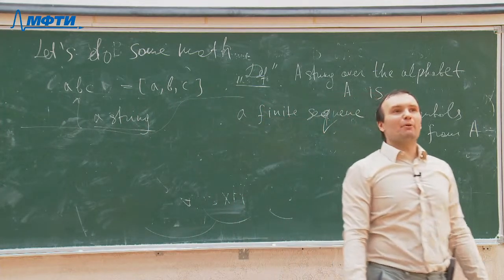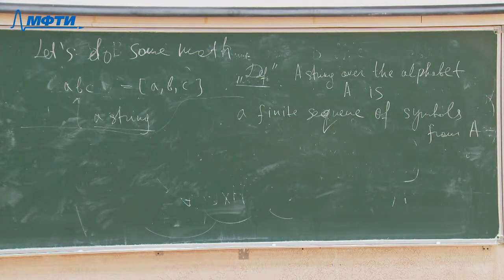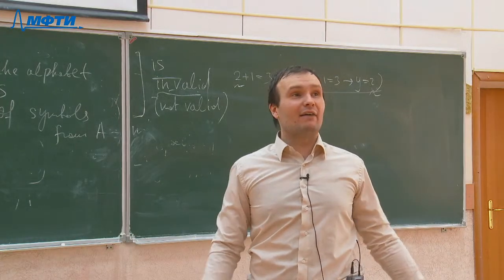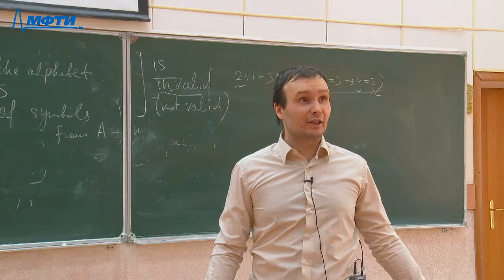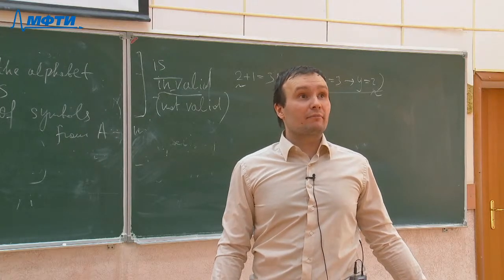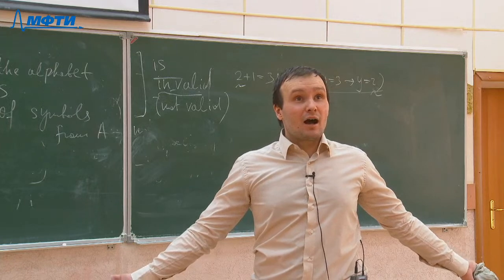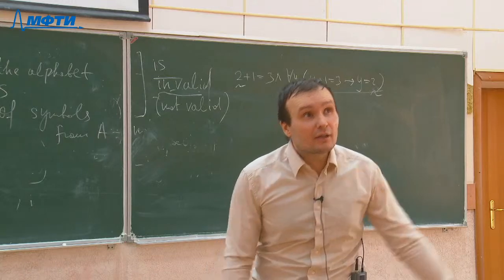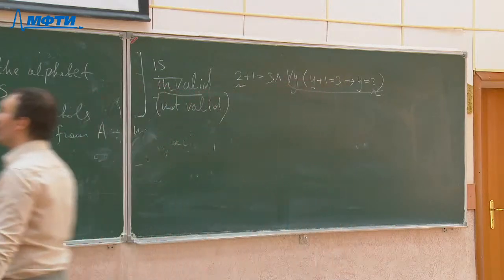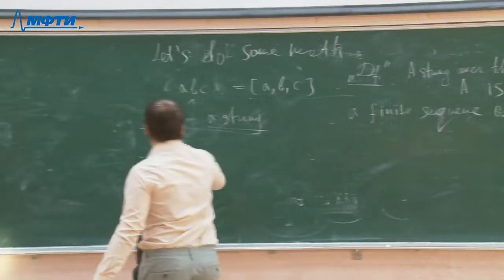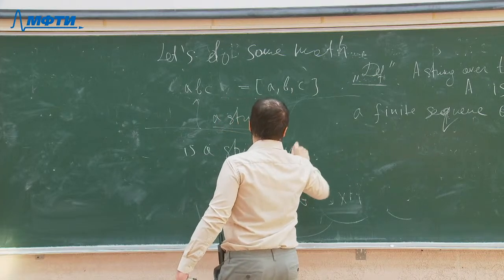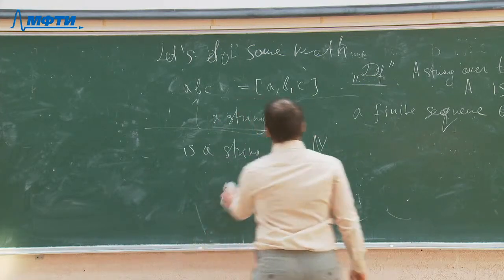Can you give me an example of a string over natural numbers? What is an alphabet? It's not necessary that our alphabet is English or Latin or whatever alphabet of a natural language. Natural numbers might be taken as an alphabet. Why not? So please, give me a string over the set of natural numbers.